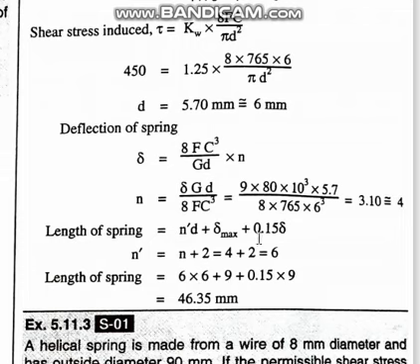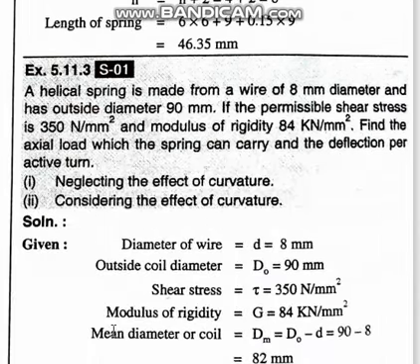Then in that case, this formula should be length of the spring n dash d plus delta, you use instead of delta maximum, and 0.15 delta. See, like that you can solve it. So length of the spring will come to 46.35 millimeters. So as this is length and we have nothing to do, no need of rounding this. Okay, let us see another problem.